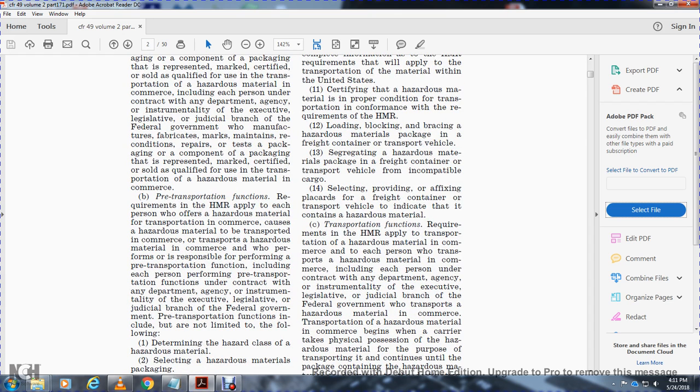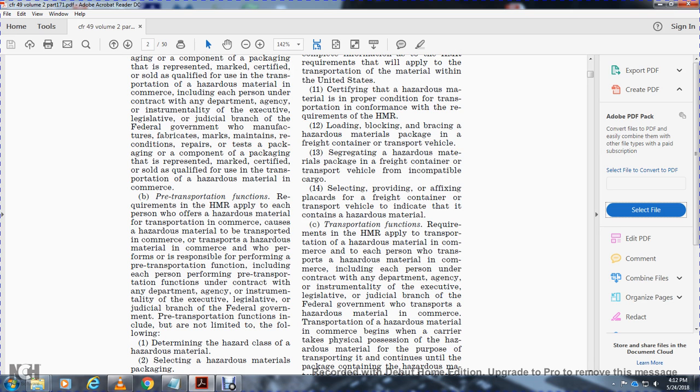Pre-transportation functions: requirements of the hazardous materials regulations apply to each person who transports hazardous materials in commerce, or who causes hazardous materials to be transported in commerce, and who is responsible for performing the pre-transportation functions, including each person performing pre-transportation functions under contract with any department, agency, or instrumentality of the executive, legislative, or judicial branch of the federal government.